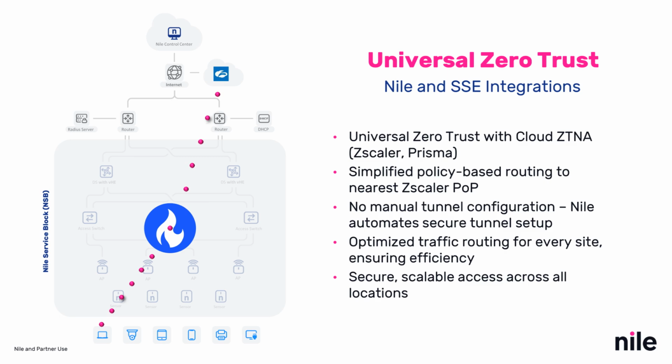By integrating with cloud SSE solutions like Zscaler and Palo Alto Networks' Prisma Access, Nile extends zero trust beyond the campus. Traffic is seamlessly routed to the nearest SSE POP with tunnels automatically configured by Nile. This ensures secure, policy-based routing across all locations, delivering consistent protection and optimized performance. By eliminating complexity and automating tunnel setup, Nile provides a truly universal zero-trust experience that scales effortlessly across distributed environments.